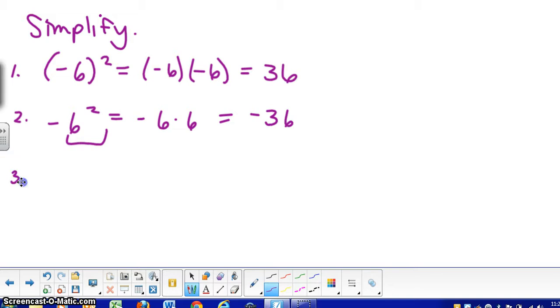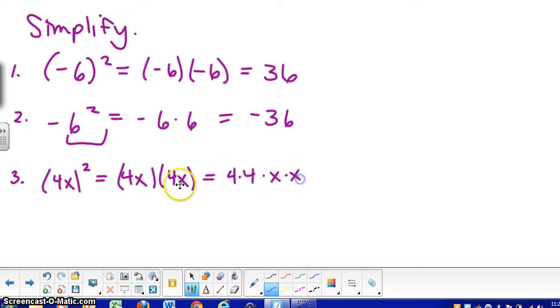Also with variables, that's another way you can simplify. If you have 4x squared, if you want to evaluate this, you would have 4x multiplied together 2 different times, and then you would multiply the numbers together and the x's together, because multiplication is commutative. 4 times 4 is 16, x times x is x squared for your final answer. Okay, on the next ones I want you to try is negative 3m to the fourth. Go ahead and push pause and see what you get as an answer.